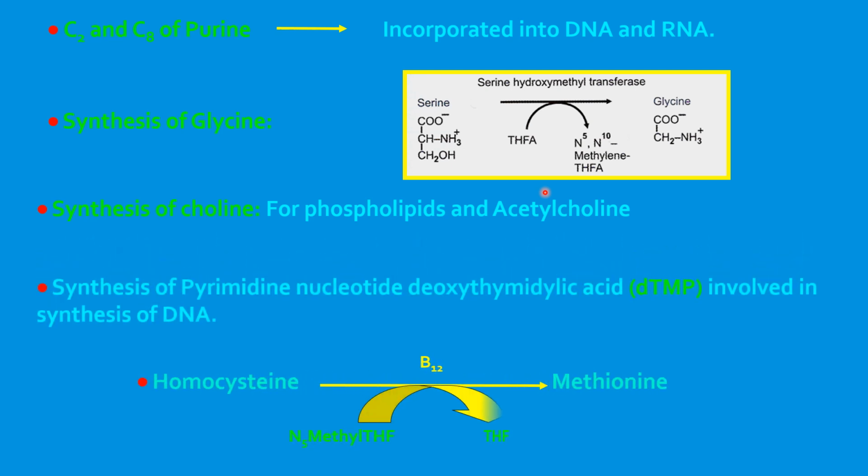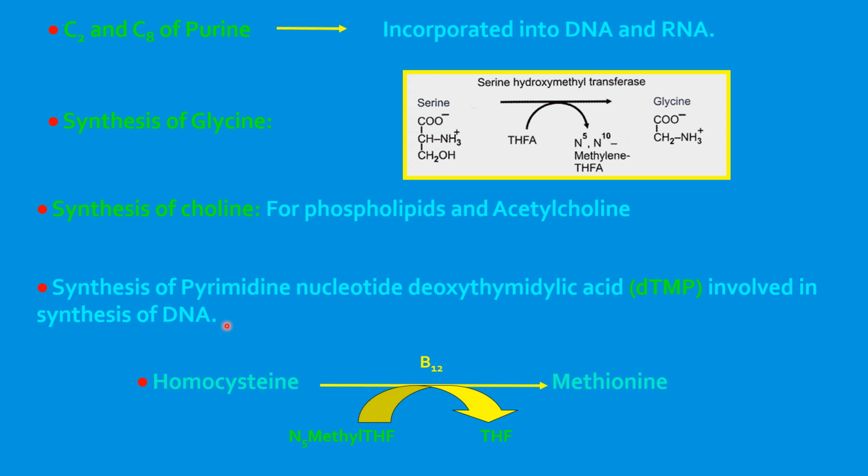It is also important in the synthesis of choline, and we know choline from phospholipids. We talked about phosphatidylcholines and also acetylcholine. We're going to see these reactions when we talk about the synthesis of these molecules. It is important in the synthesis of pyrimidine nucleotides, the thymidylic acid. We're going to see how this is formed. And we know dTMP is only found in DNA. It is not present in RNA.